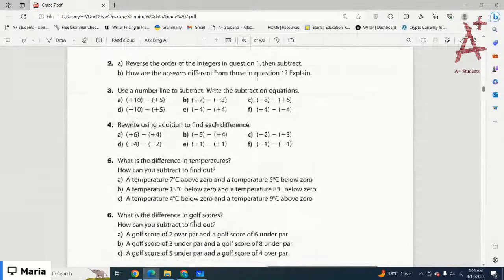Okay, let's start with question number 3. Use a number line to subtract. Write the subtraction equations. Let's just start with question number 3, +10 minus +5.